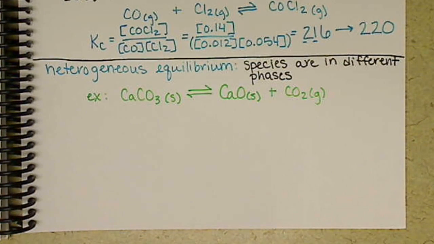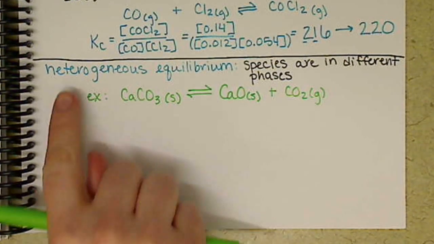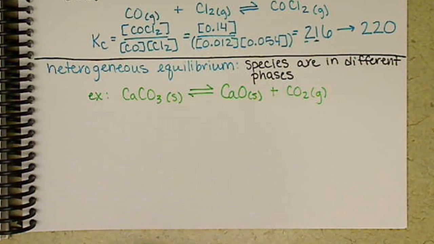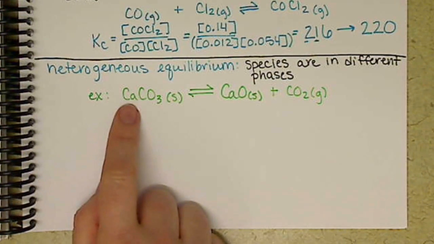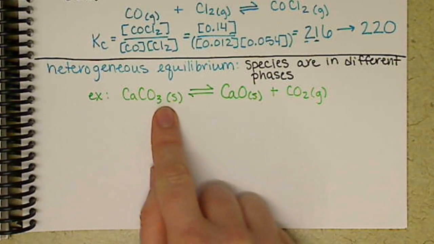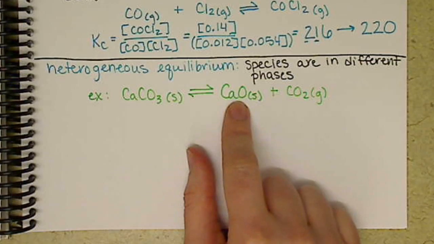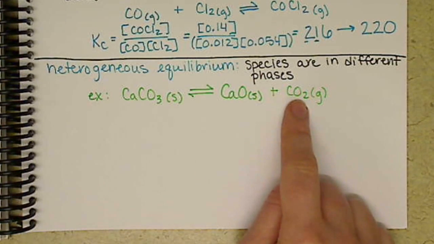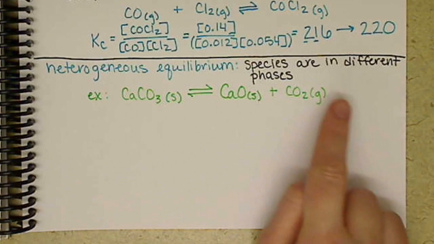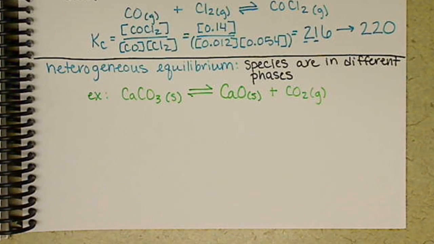So in the previous video we talked about homogeneous equilibrium. Now we want to talk about heterogeneous equilibrium, which is going to be where species are in different phases. And so if we look at an example equilibrium, this would be a heterogeneous equilibrium. We have calcium carbonate in equilibrium with calcium oxide and carbon dioxide. So we have two things that are in the solid phase, one thing in our gas phase.